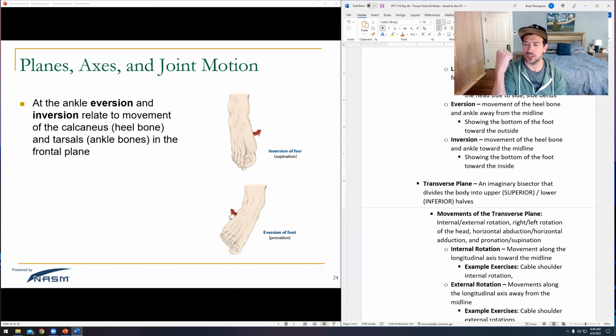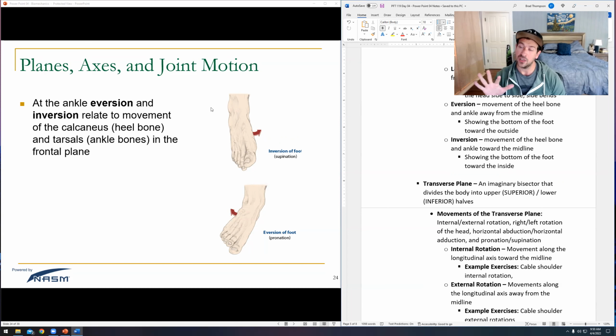Now, ankle again, the ankle has to be unique. The ankle has to get all of its own special terms. It's a pampered special joint that gets special treatment and special terms. This is going to be eversion and inversion, which are still frontal plane movements, by the way. Eversion is moving your, sorry, I start with eversion. I normally start with inversion.